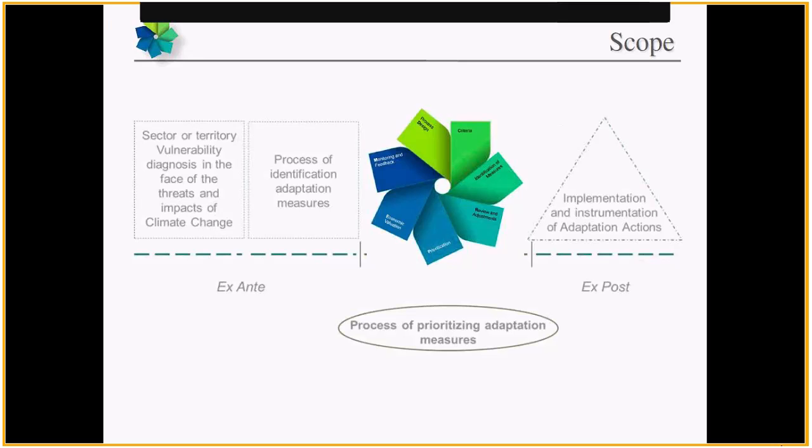So this is the scope, and I must make a pause here because it's important. In this diagram you can see a Mexican toy. It's called Rehilete, and it has seven steps, like a wind-blowing toy that you can blow, and it spins around like a helix. And that's the methodology organized in seven specific steps, the process of prioritizing the adaptation measures.